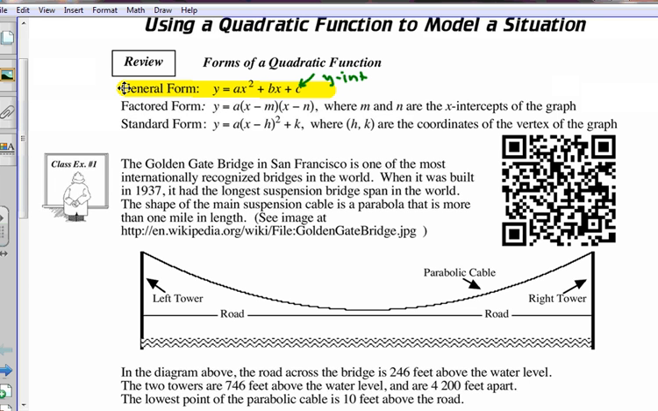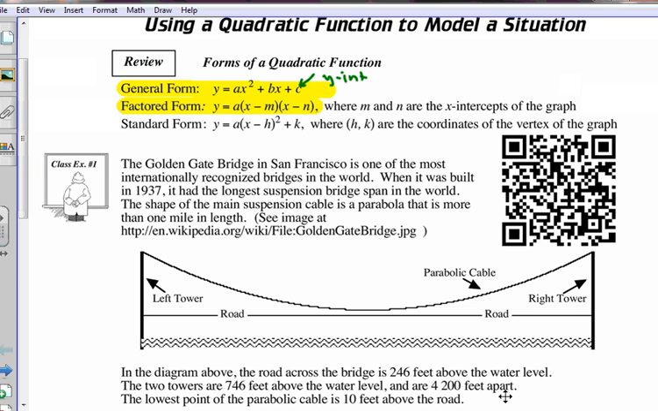Then we have factored form. And factored form, that's a nice form, yes, it's very nice. It tells us, what does m and n stand for? The x-intercepts, right. And we can get our vertex by using the middle. Our vertex is going to be between our two x-intercepts.